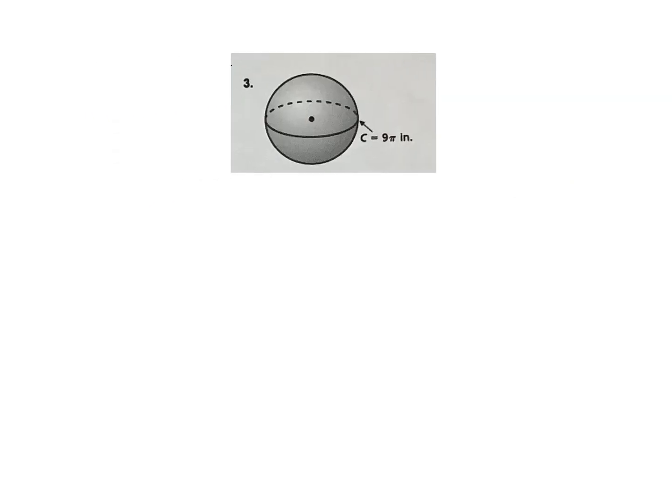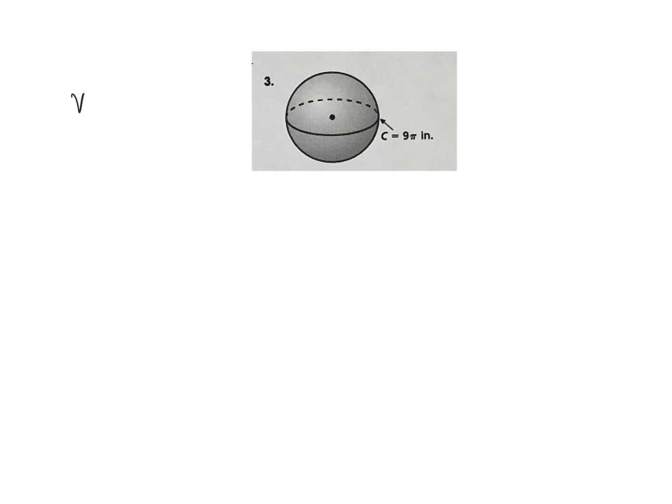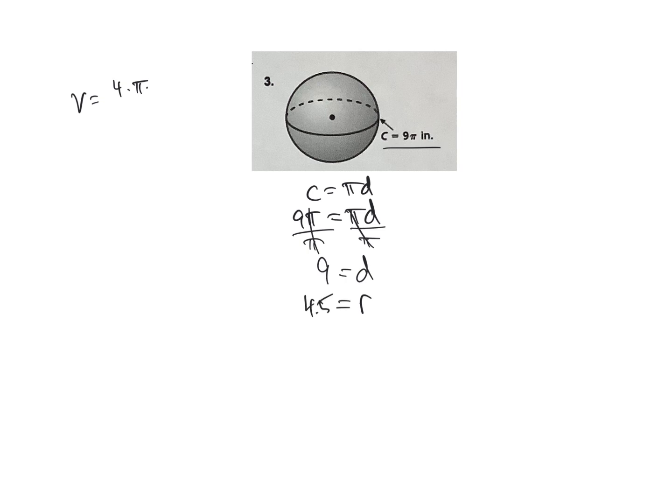Number 3, so the volume here is 4 times pi times the radius cubed over 3. So we don't know the radius. We have the circumference. Circumference is pi times diameter. So we have circumference is 9 pi. So to get the diameter, we divide by pi. The diameter is 9. So the radius is 4.5. So now we put 4.5 in our formulas and finish it.